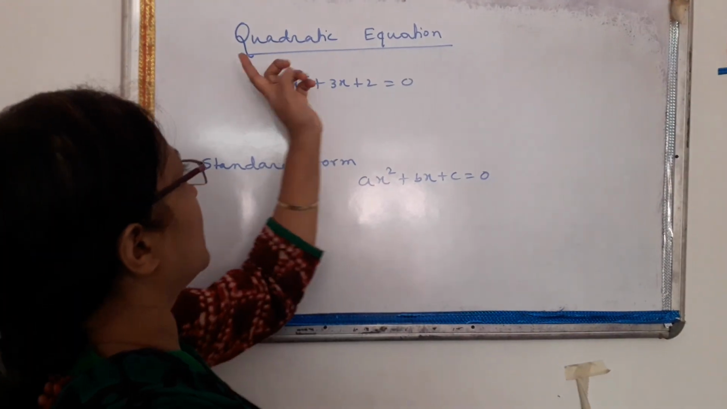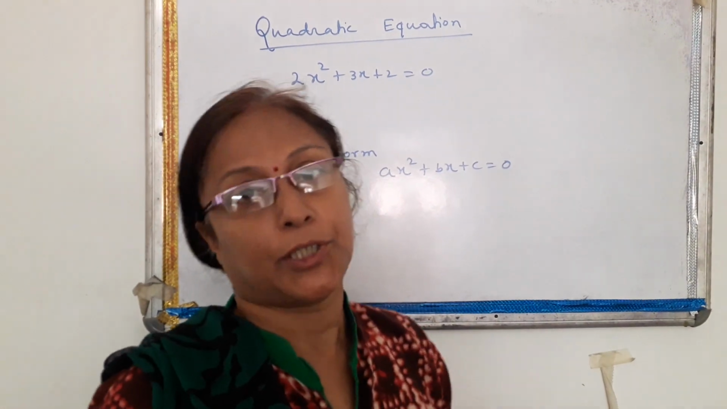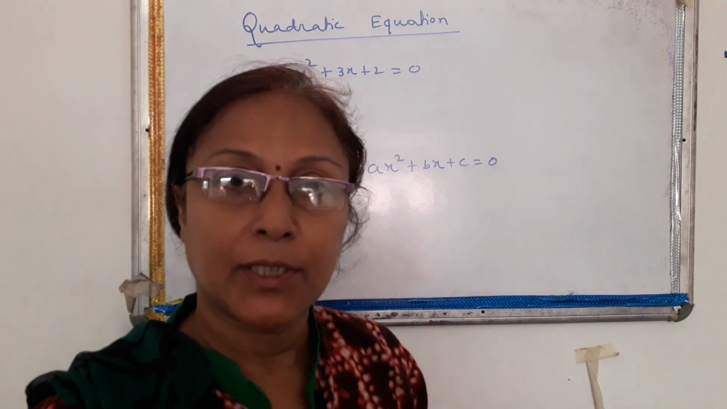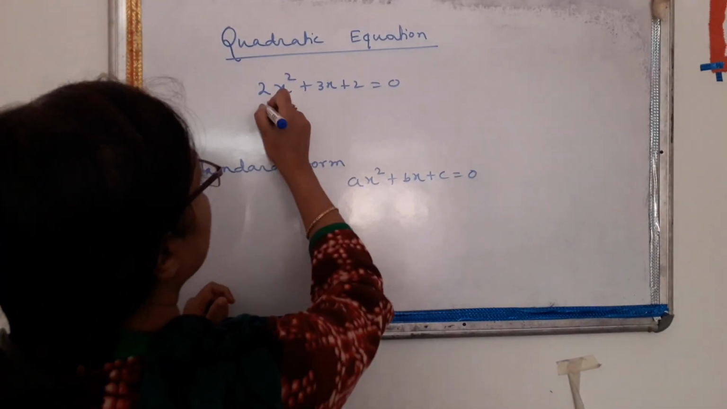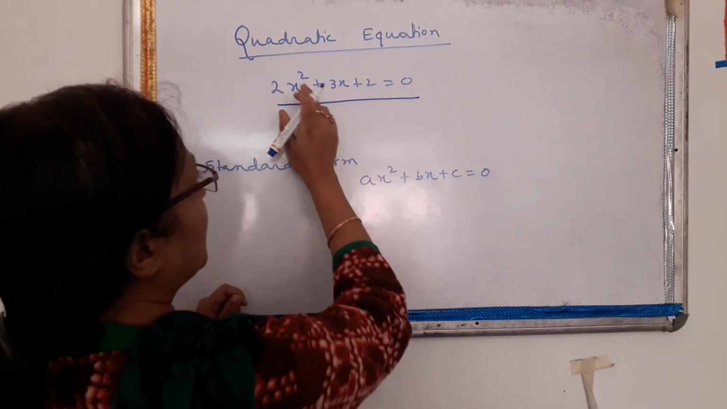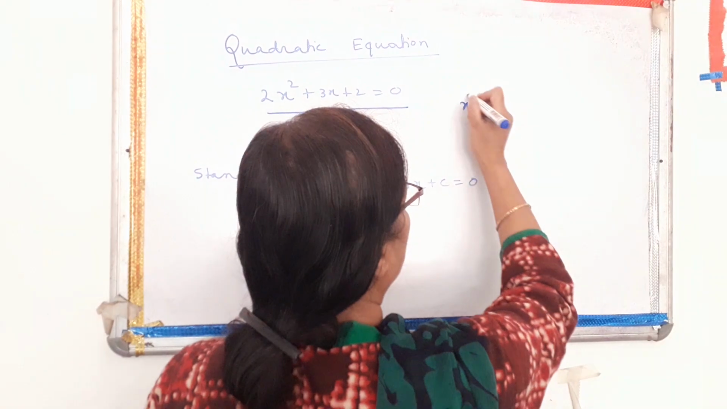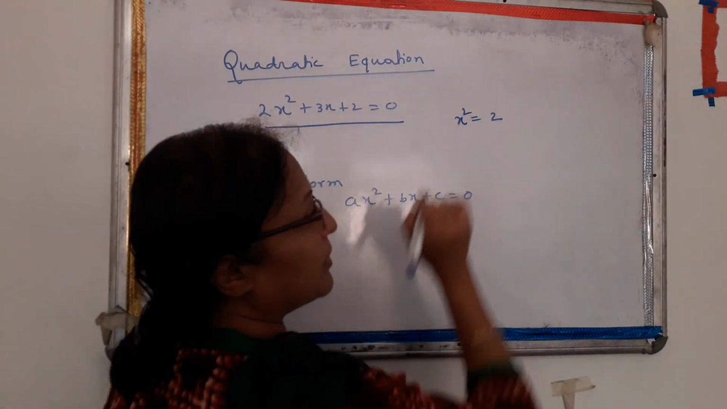Here you see I am quadratic equation. Now what is quadratic equation? The equation whose degree is 2, that means the highest power is 2, is called quadratic equation. For example, here you see in this equation, what is the highest power? 2. So it is quadratic. Now simply if I write x square equals to 2, then also it is quadratic because highest power is what?